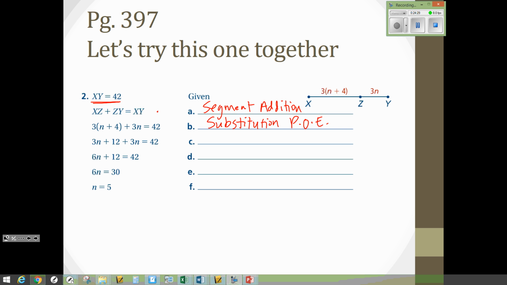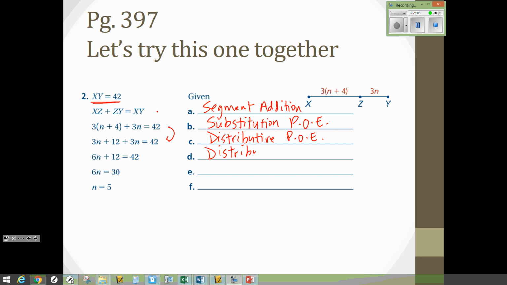What's the next thing? How do we go from here to here? Yeah, we distributed the 3, right? So we use the distributive property of equality. Okay, then what? Okay, what was that, Cassidy? The distributive property again.